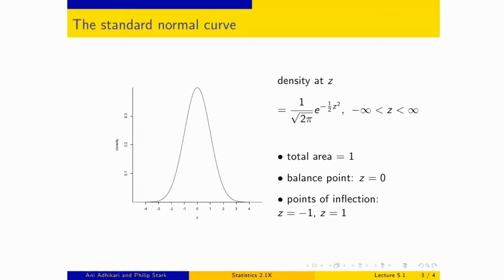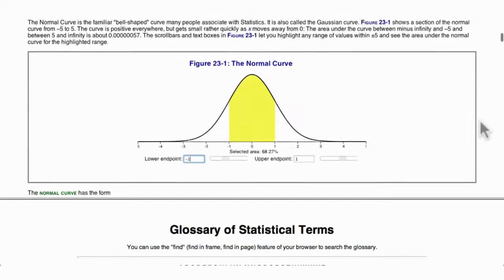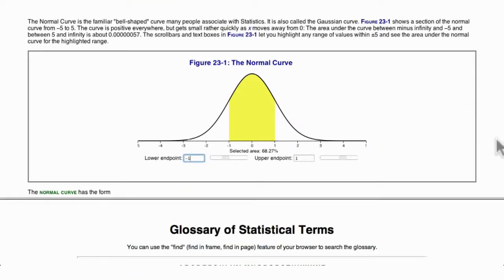And so we're going to move now to a fun applet in your textbook which allows you to find any area under this curve that you choose to find. Okay, Mauricio, start now. Here is the normal curve applet in your text.